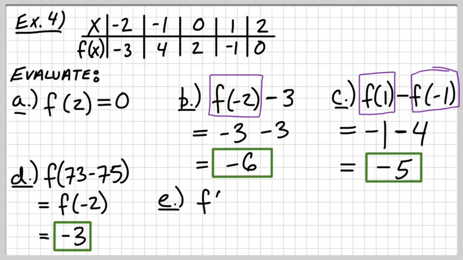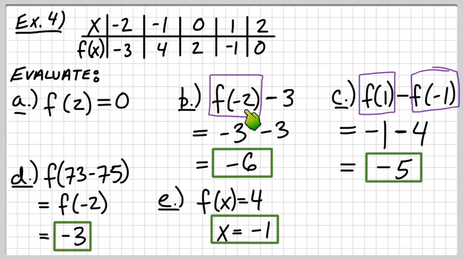Then the last one here, part E. F of x equals 4. When you see a problem like this, they already give you what the output is. They tell you it's 4. They really want to know what's the x value that you would plug in to get an output of 4. So go up here to the table. We got an output of 4 right here. So the x value that corresponds to that would be -1. So our answer for that is just x equals -1. Again, the math for these is pretty simple. It just comes down to, do you know what order to do them in, and how to evaluate each piece correctly.